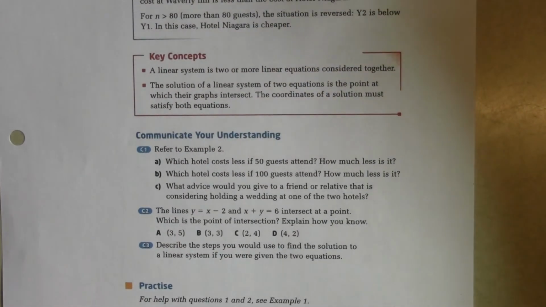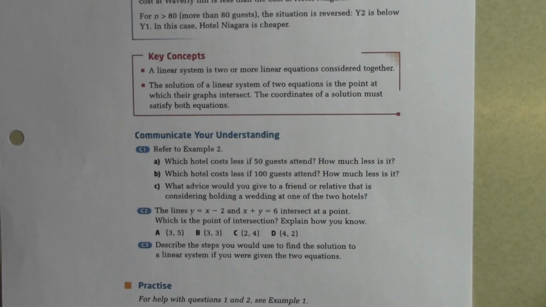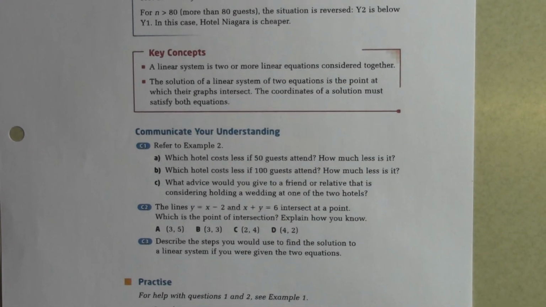So finally, the key concepts. A linear system is 2 or more linear equations considered together. The solution of a linear system of 2 equations is the point at which their graphs intersect. The coordinates of a solution must satisfy both equations. That's it.